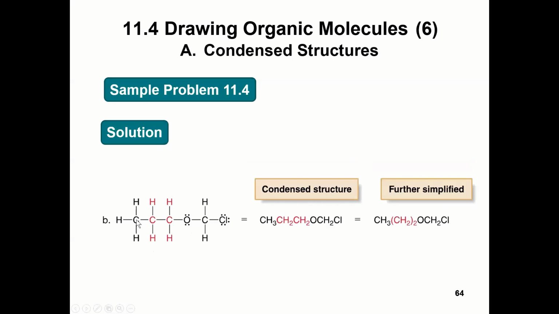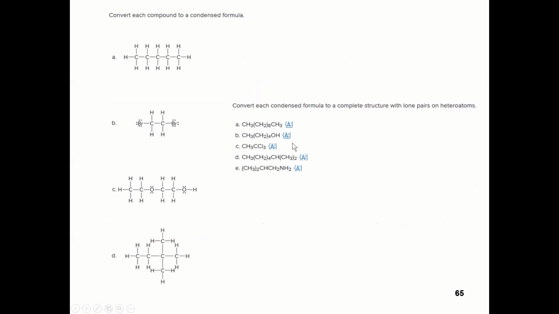So for this condensed structure, you have CH3, CH2, CH2, then you have an oxygen without the lone pairs, then you would put CH2, Cl. Okay, but you can condense this further. You have two of these identical CH2 groups, so you put the CH2 in parentheses with a subscript 2, and then you further condense the formula to basically as simple as you can get for a condensed structure.